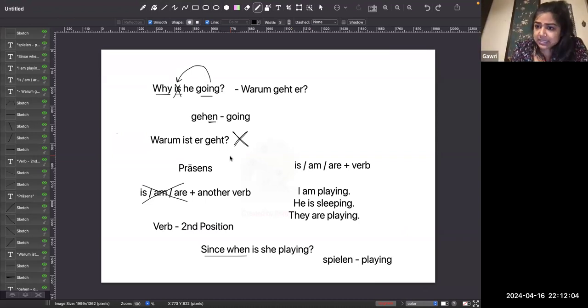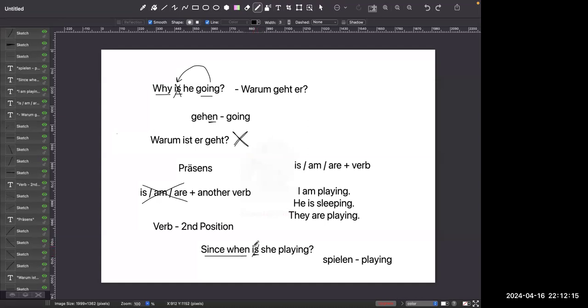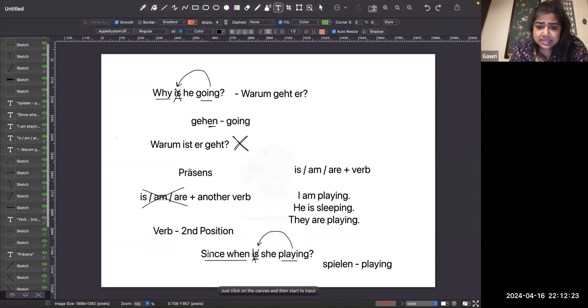Okay, guys, let us discuss it. When we translate this sentence, will we use "is" or will we remove "is" from the sentence? Remove it. And this verb "playing" will come where? Second position. Then what is the sentence?